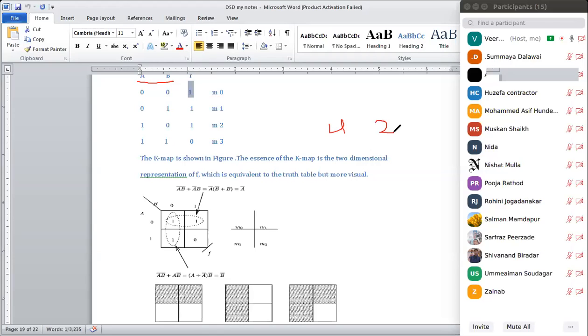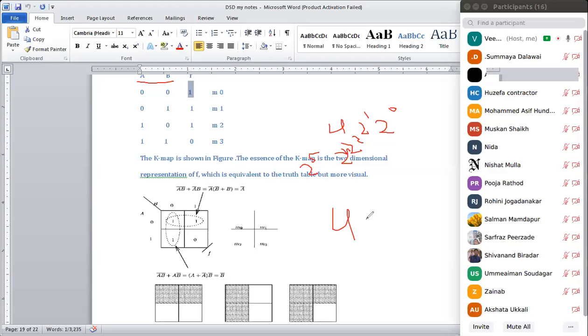So that is why group sizes are powers of 2: 2 raised to 0, 2 raised to 1, 2 raised to 2, and so on. Like this, I have to make groups. Right now, the maximum number I can get from these two variables is 4. But here I don't have four ones, so I cannot make a group of 4.